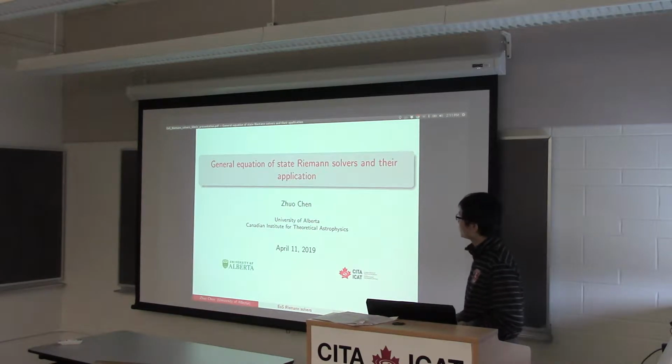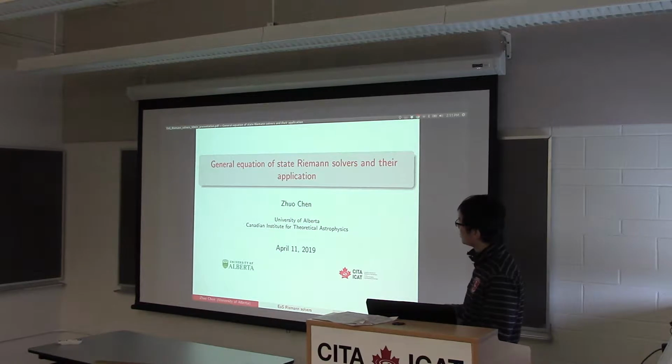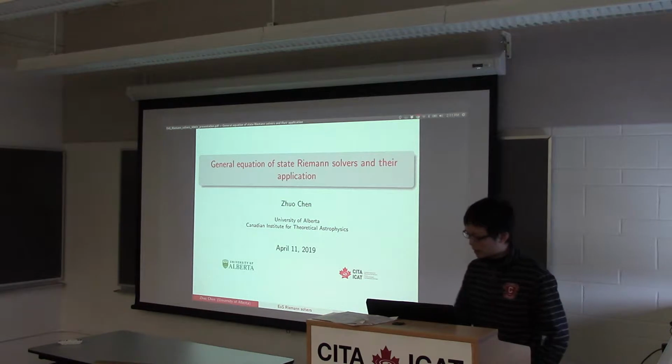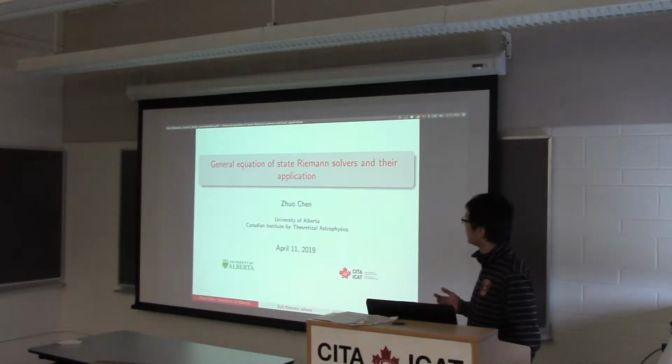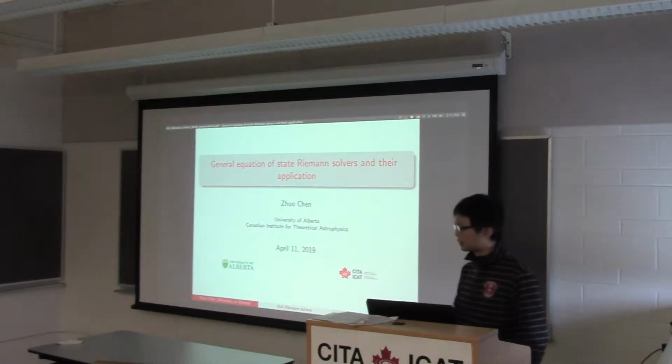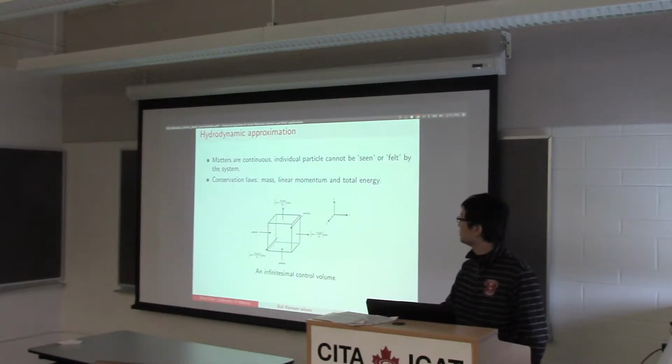So the Riemann solver, today I'm going to talk about the Riemann solver and their applications. The Riemann solver are popular in hydrodynamics, especially in the grid-based hydrodynamics. And I'm going to show how to solve the Euler equations together with an equation of state with Riemann solver. And I will apply them to solve the light curve. Give an example of the light curve of a variable star, which is a kind of asymptotic giant branch star.